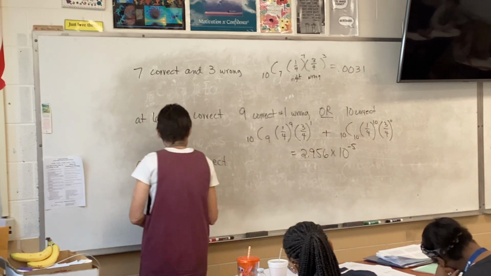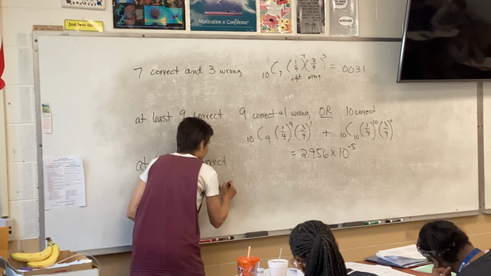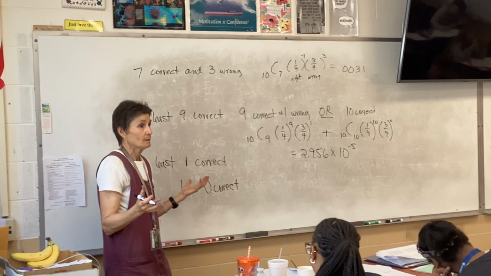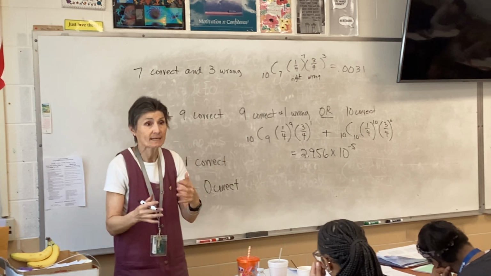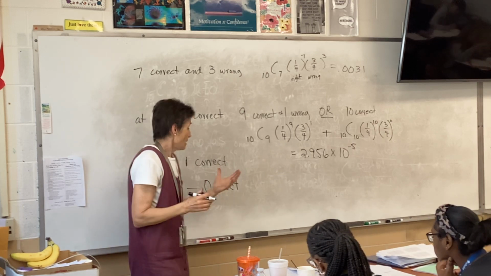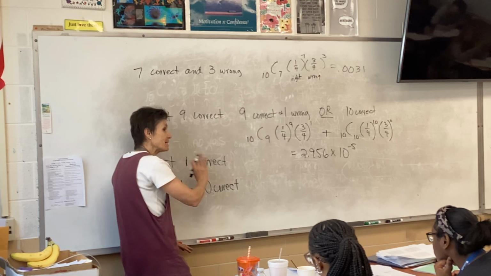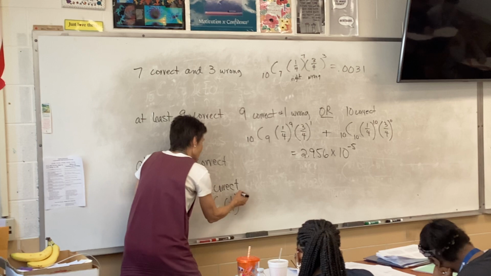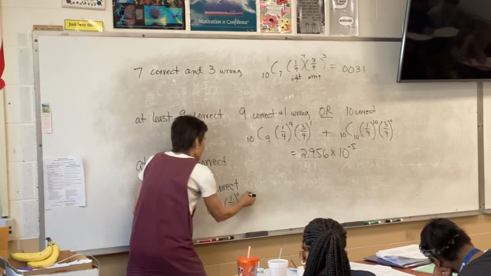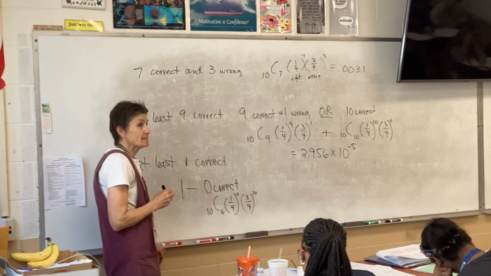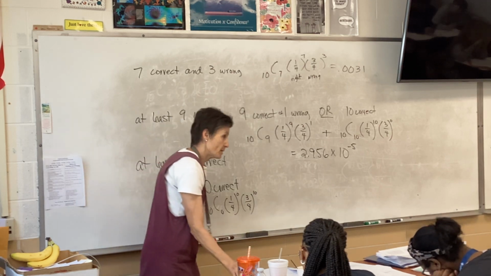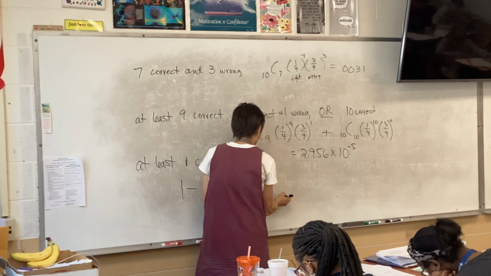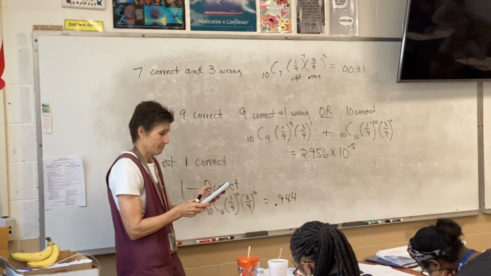So the easiest way to do this is to do 1 minus 0 correct. And remember, at least 1 means you get something right. So the only option that isn't included in something right is everything wrong. So I'm going to take 100% of 1 minus getting nothing right. So nothing right would be 10C0 times 1/4 to the 0, then you don't need to put that in, but I am. And then 3/4 to the 10th. Isn't that missing every single question? So here we go. 1 minus. I got 0.944. Oh, dang. So it's a lot easier to get them all wrong.